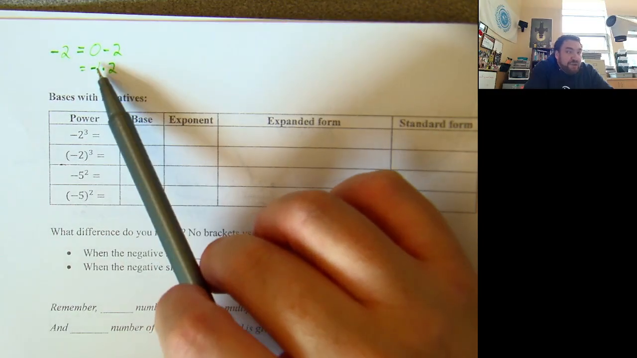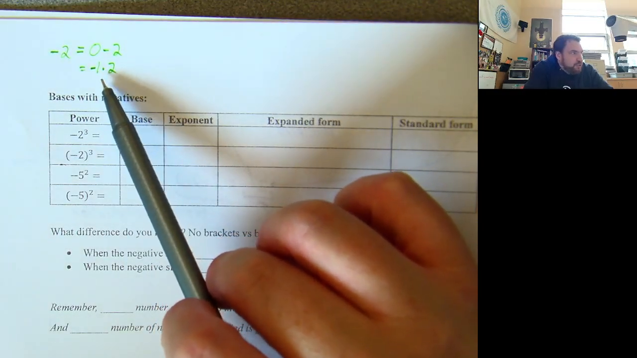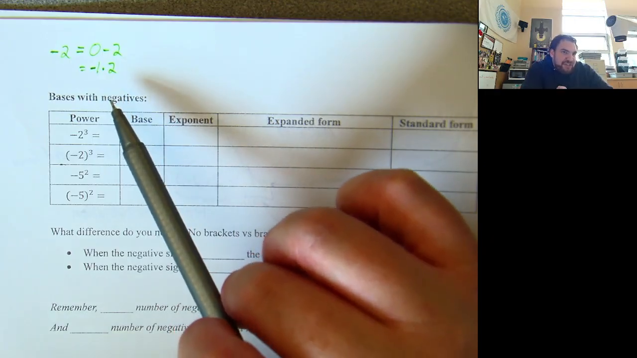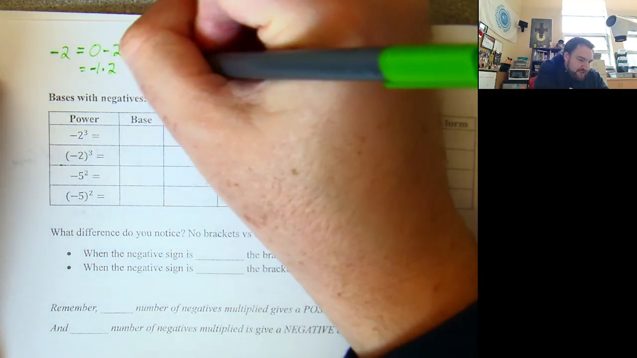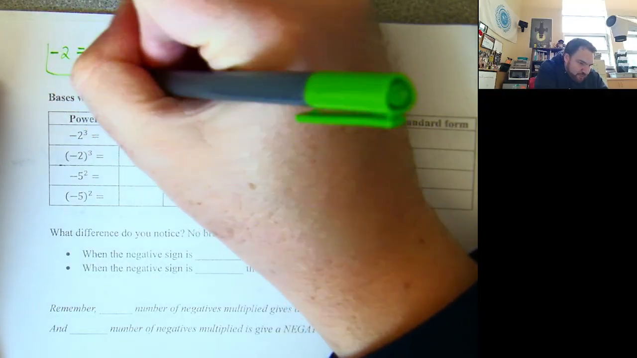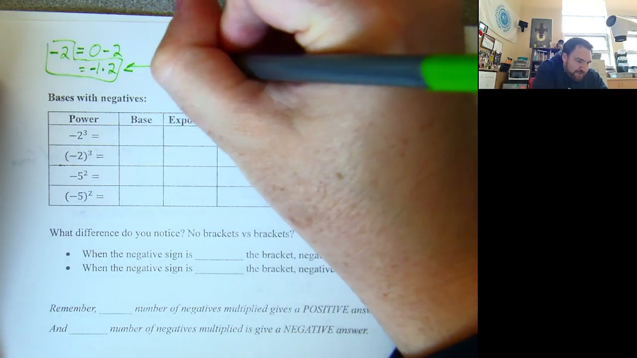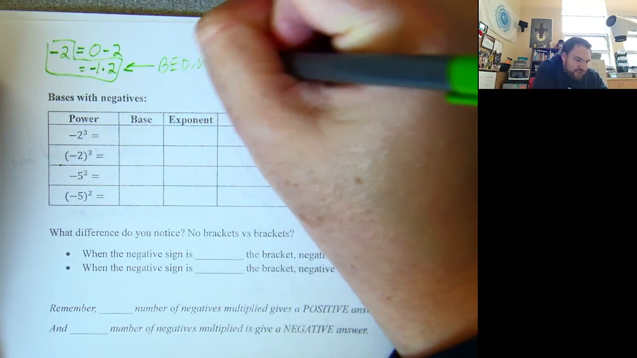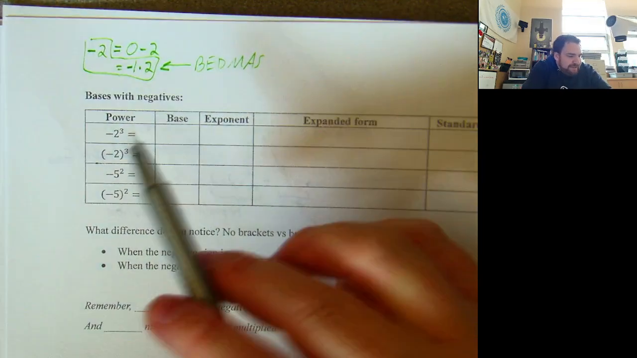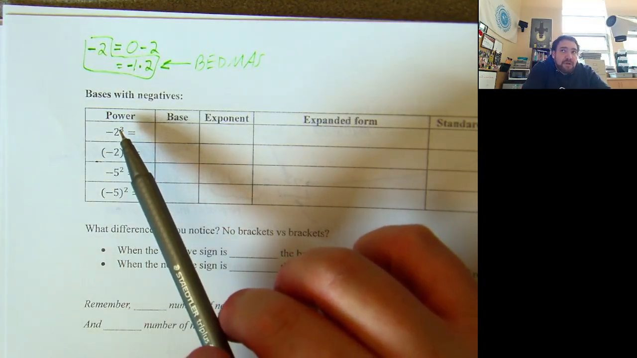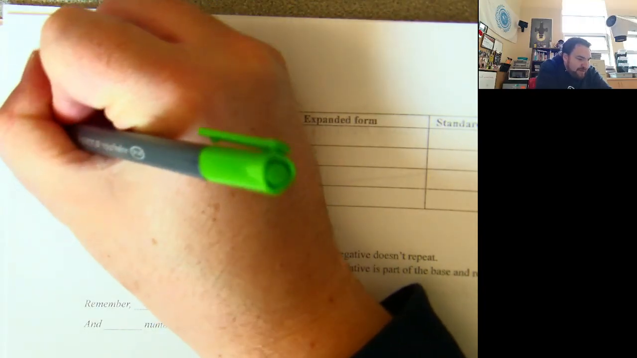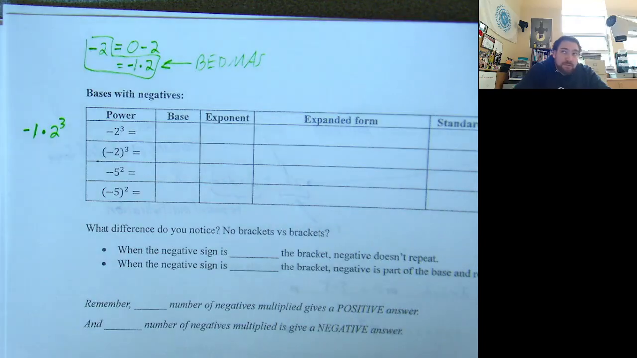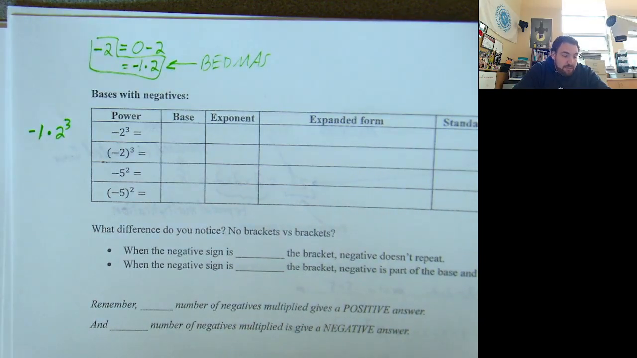This is how I want you to think about it. This is how we're going to get to all of our negatives, and then BEDMAS is actually going to help us decipher how you handle negatives properly. This is really important. When you've got something like -2 cubed, the way this is written is -1 times 2 cubed. So what do you do first?